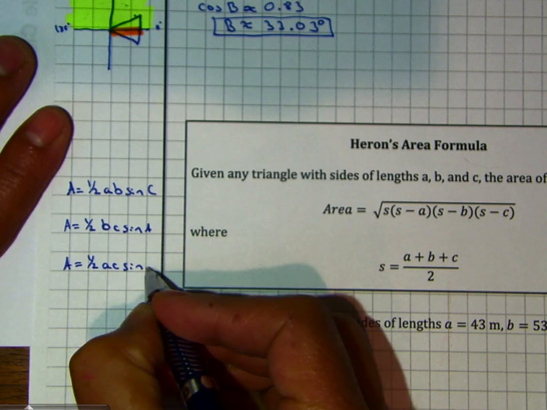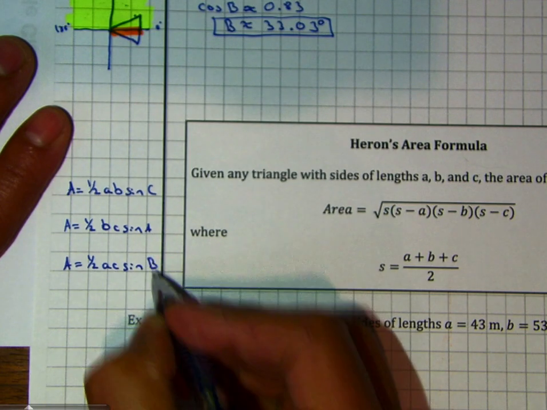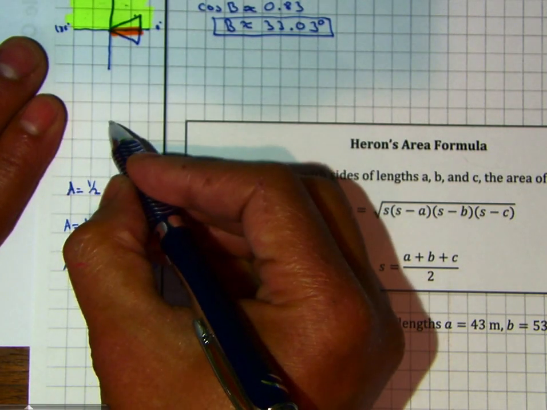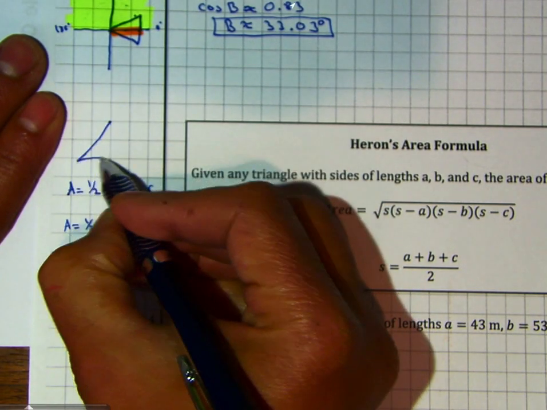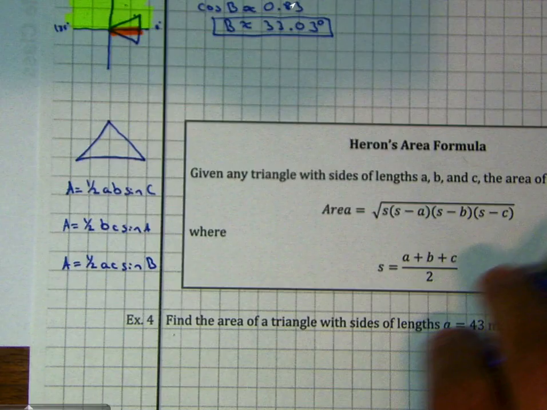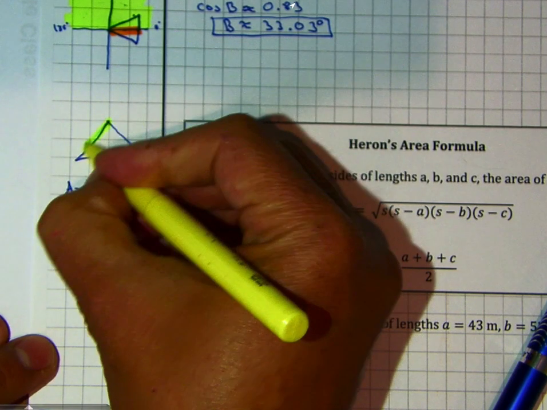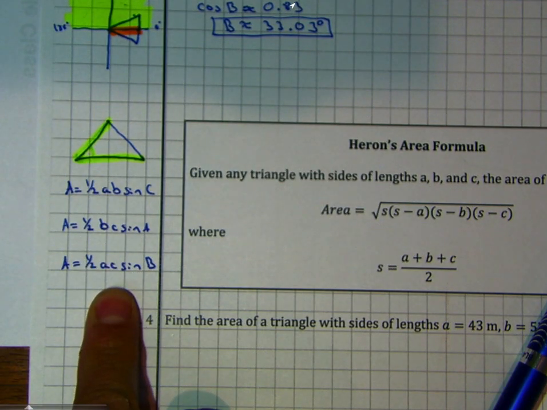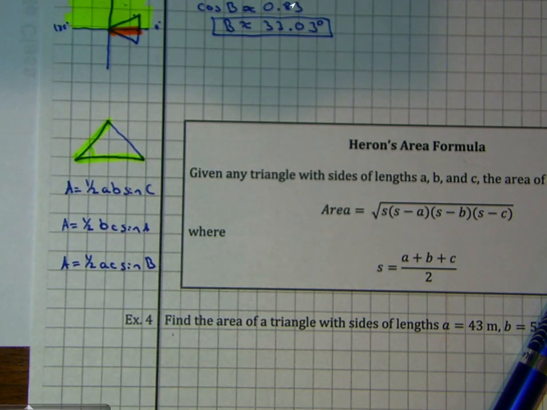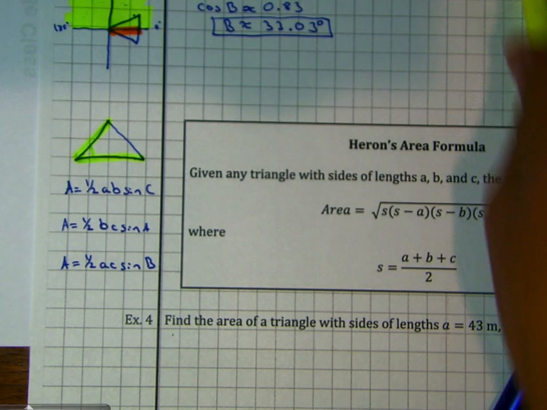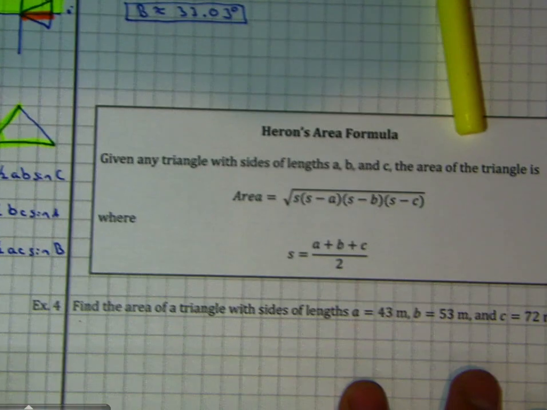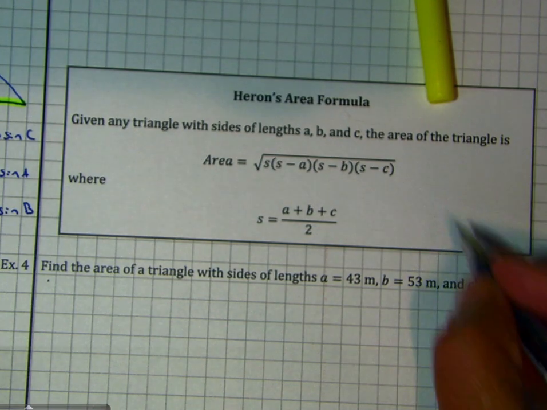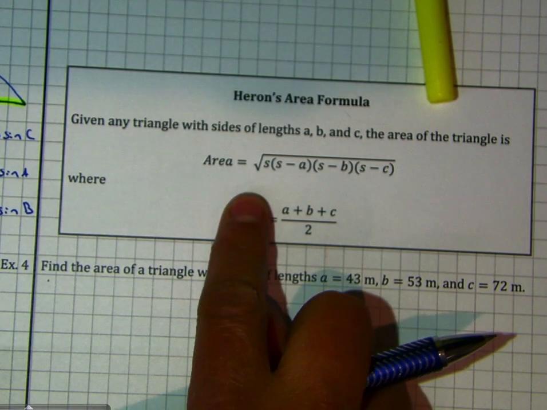AC sine of B. Now these are very helpful. If you have a non-right triangle, if you have two sides and the angle in between, then you can use this formula here. So that comes very handy in some SAT questions. The other one, if you have three sides, you can also find the area. In this case, you can find the area using Heron's formula.